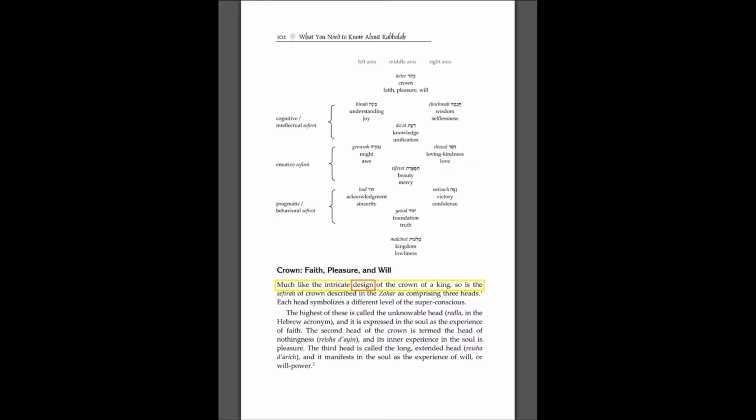Much like the intricate design of the crown of a king, so is the Sephira of crown described in the Zohar as comprising 3 heads. Each head symbolizes a different level of the superconscious. The highest of these is called the unknowable head, Radla in the Hebrew acronym, and it is expressed in the soul as the experience of faith. The second head of the crown is termed the head of nothingness, Reisha Dayin, and its inner experience in the soul is pleasure. The third head is called the long, extended head, Reisha Darik, and it manifests in the soul as the experience of will, or willpower.